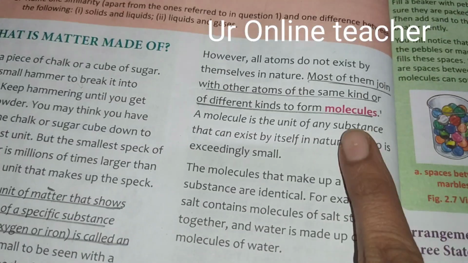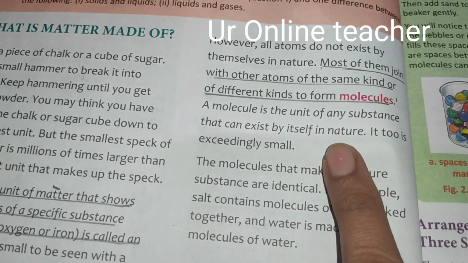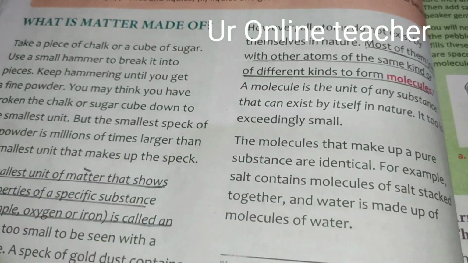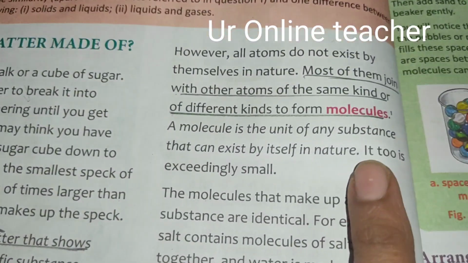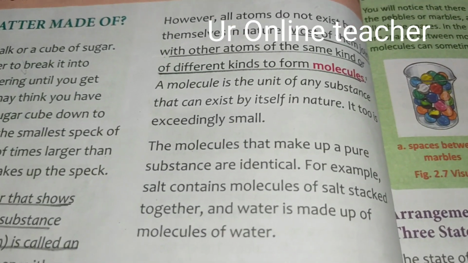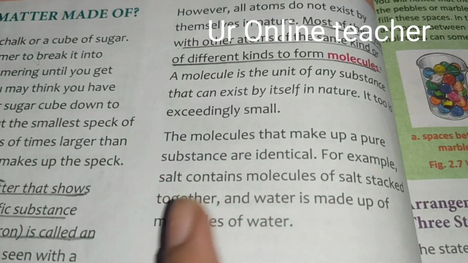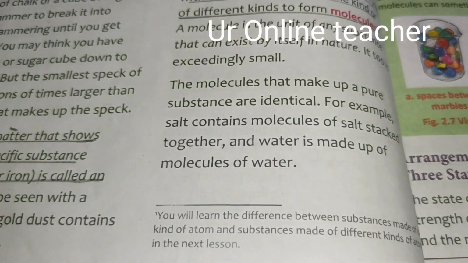And what is a molecule? It is a unit of any substance that can exist by itself in nature independently. An atom cannot exist independently. Sometimes it combines, but a molecule can exist independently. It is also very small. The molecules that make up a pure substance are identical. Salt contains molecules of salt stacked together, and water contains molecules of water, like this.